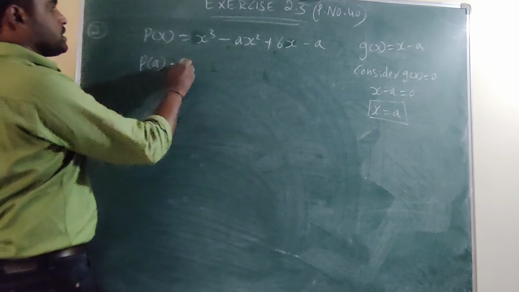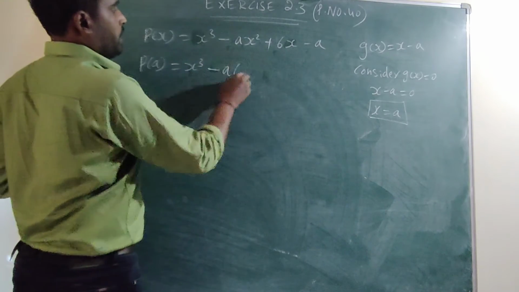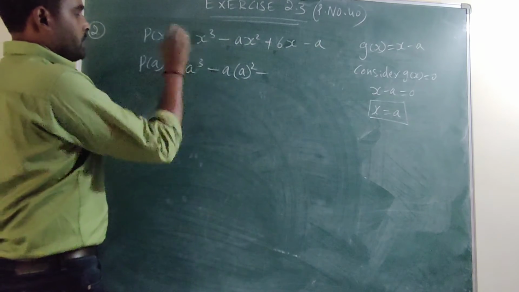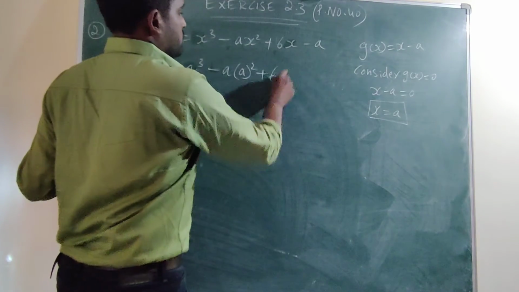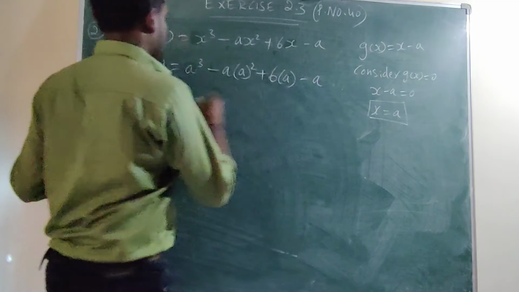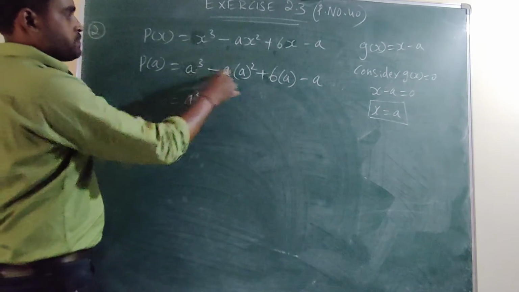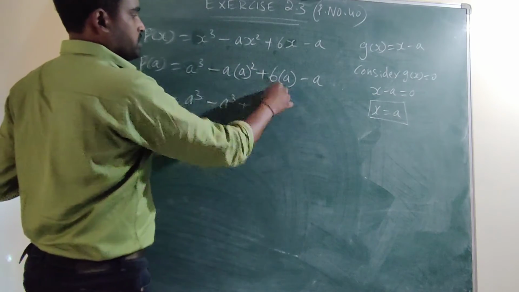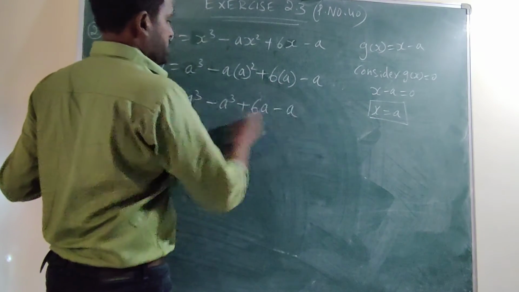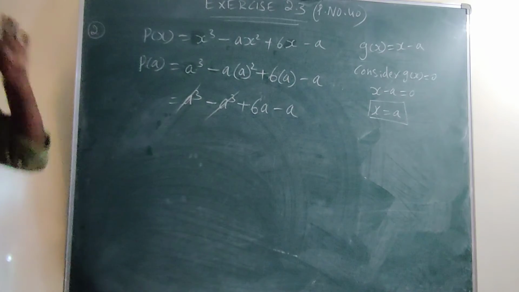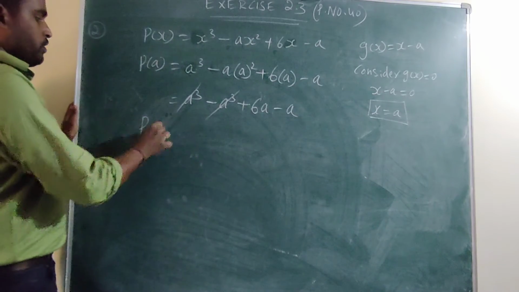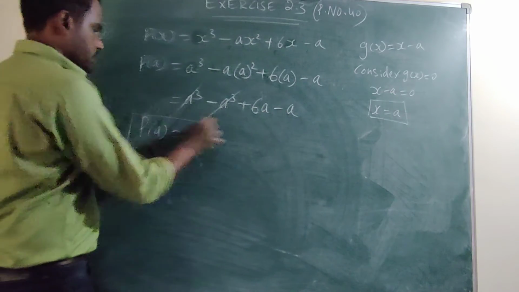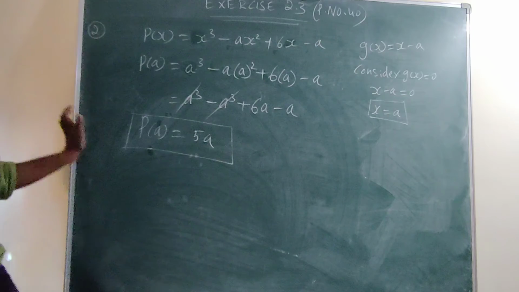P of a is equal to a cube minus a into a square. Sorry, here it should be a. Fine. Plus 6 into a, minus a. A cube as it is, plus into minus, minus a into a square is a cube, plus 6 into a, 6a minus a, plus a cube minus a cube cancels. P of a is equal to 6a minus a is 5a. This is nothing but our remainder, students.